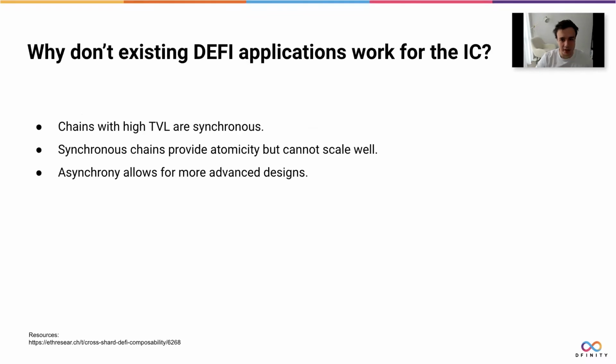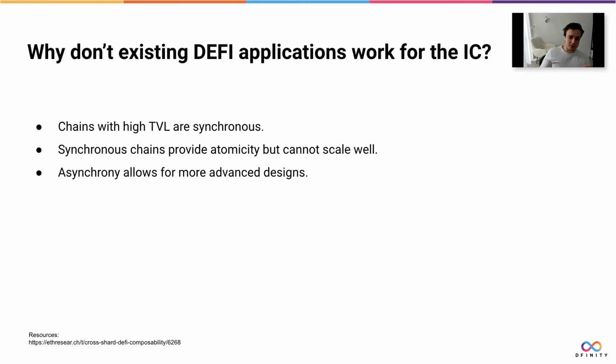Now this raises the question: why can't we just port the existing DeFi applications, the actual implementations, over to the IC? This goes into the asynchrony. The reason is that all these chains we know of with high total value locked are synchronous. Synchronous chains have some advantages, because synchronicity provides you atomicity, but as we know and as we feel, it doesn't scale well. With asynchrony, we have more advanced things that we can design.